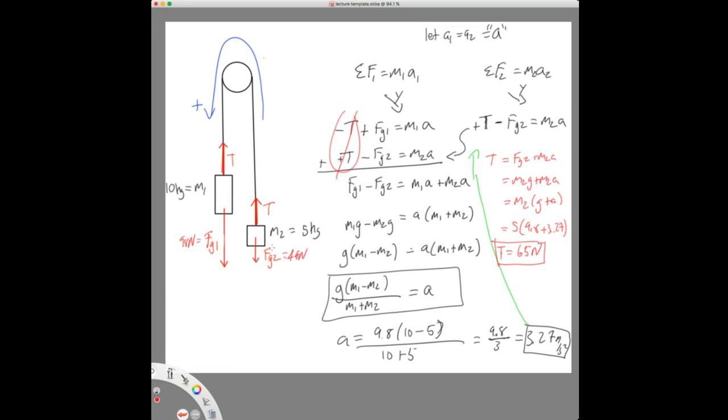Okay, a little closer to force of gravity 2 than it is to force of gravity 1. So it's not splitting the difference, but it's in between them. Any questions about the tension or any other parts? Okay.